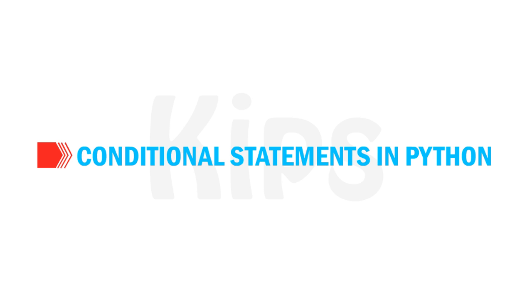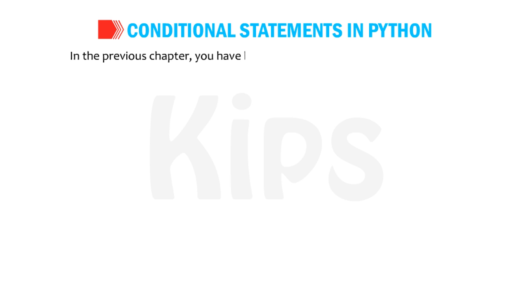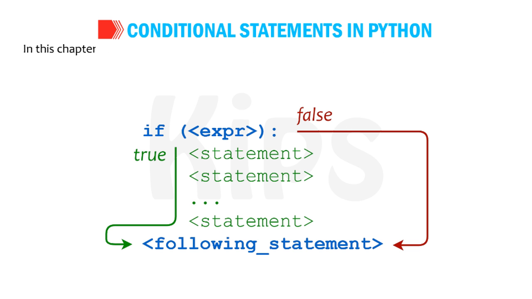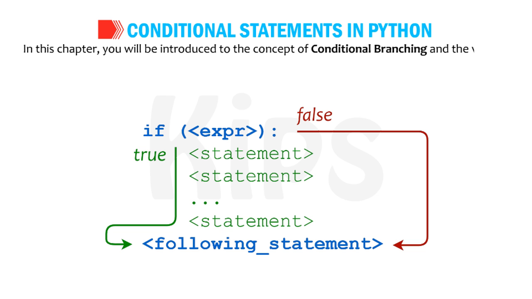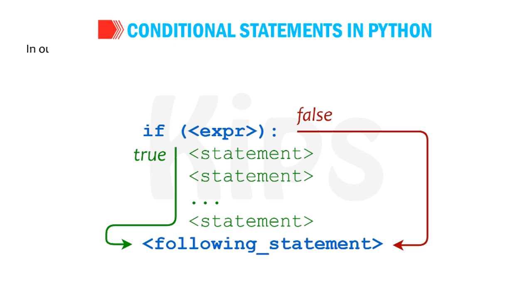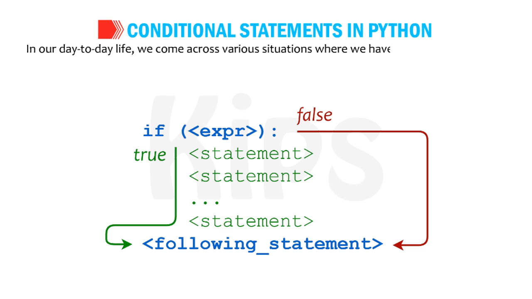Let us understand conditional statements in Python. In the previous chapter, you have learnt about the basic elements of Python. In this chapter, you will be introduced to the concept of conditional branching and the various control statements available in Python. In our day-to-day life, we come across various situations where we have to take decisions and take actions accordingly.